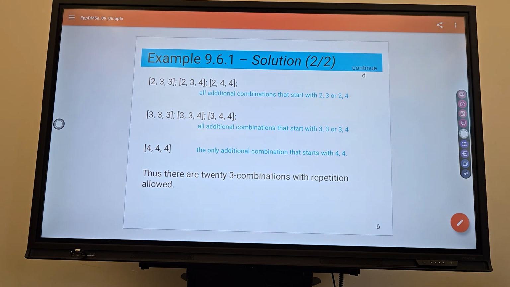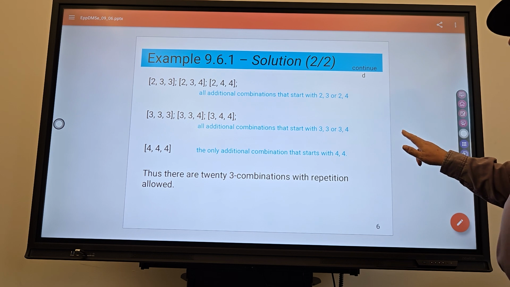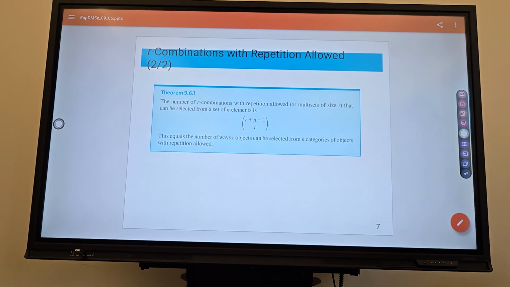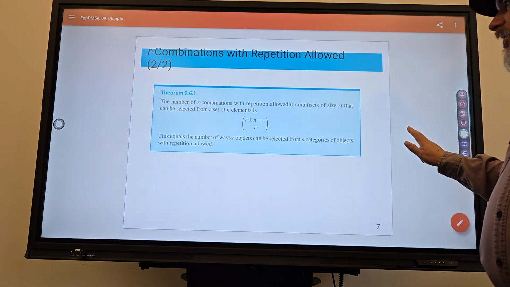Kind of tedious here. Thus, there are 23 combinations with repetition allowed. The number of R combinations with repetition allowed, or multisets of size R, that can be selected from a set of N elements is R plus N minus 1, choose R. This equals the number of ways R objects can be selected from N categories of objects with repetition allowed.